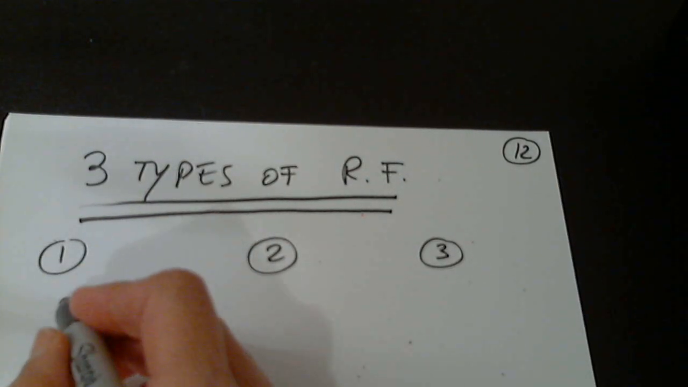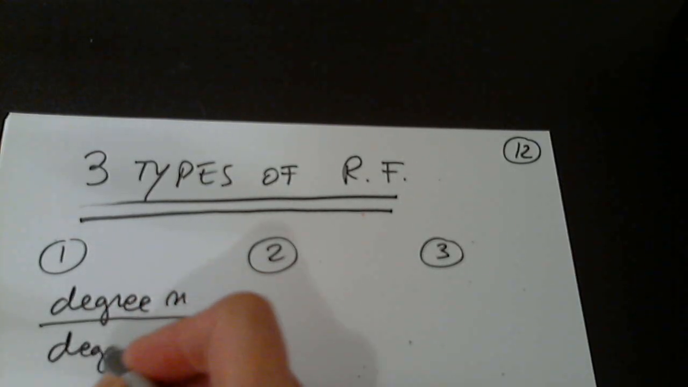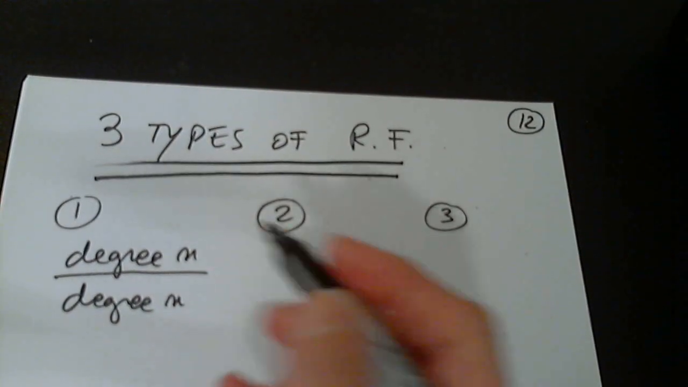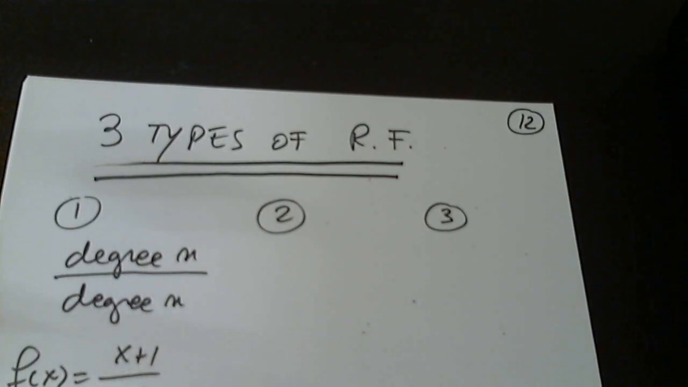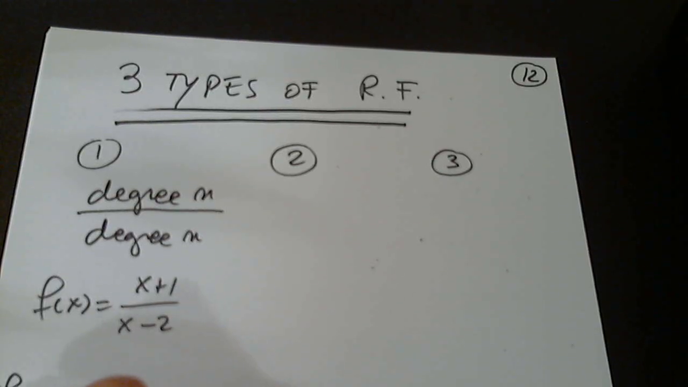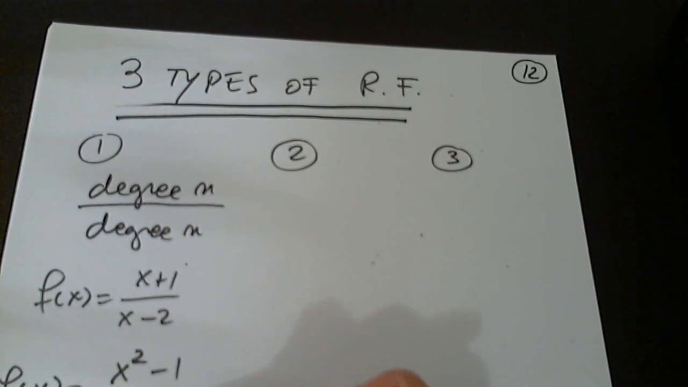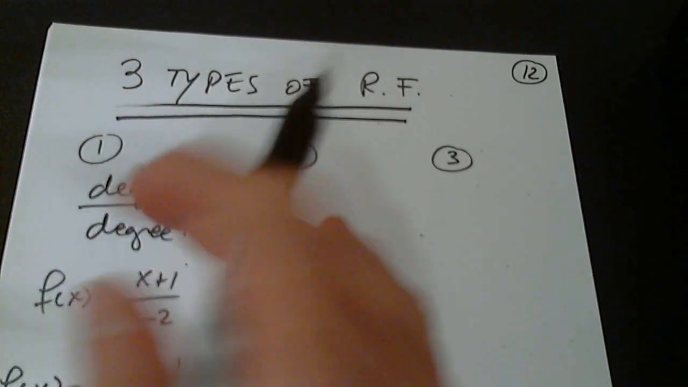Number 1, degree n over degree n. Same over same. Example, f of x, x plus 1 over x minus 2. f of x, x squared minus 1 over x squared plus 3x plus 4. Same degree, same degree. First degree, second degree, second degree. Type 1.